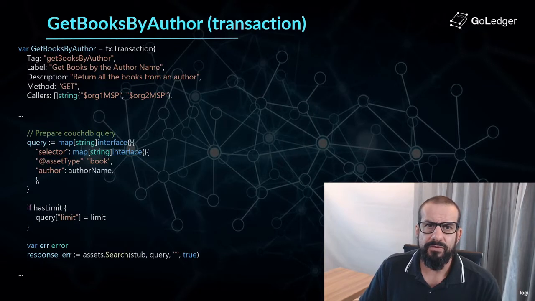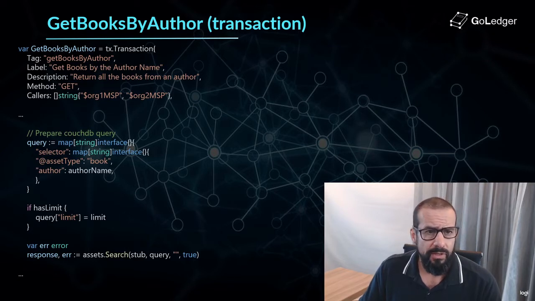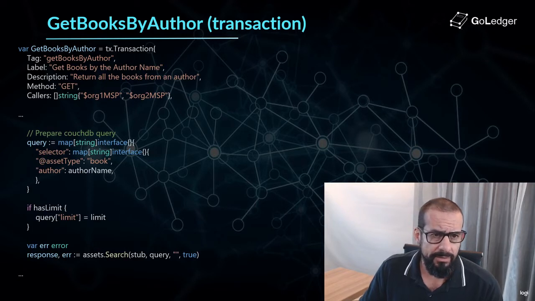The search method of GoLedger CC-Tools uses these queries to list the information we want to receive, and at the CC-Tools demo repository we can see how it's done, analyzing the GetBooksByAuthor transaction.